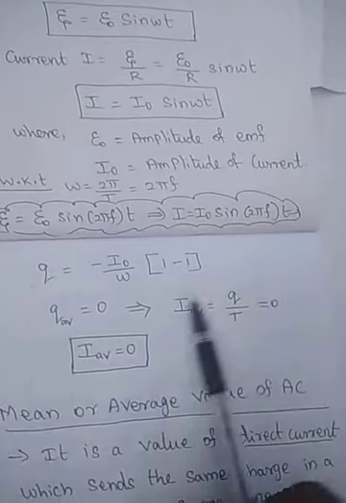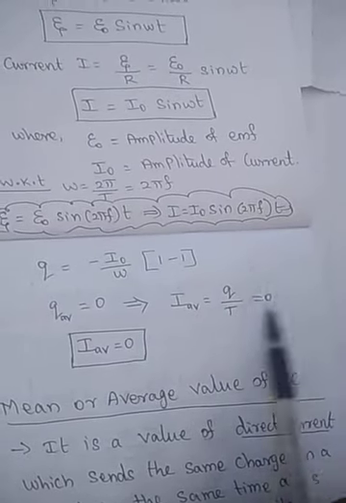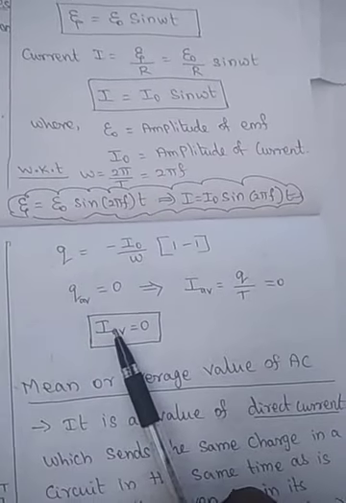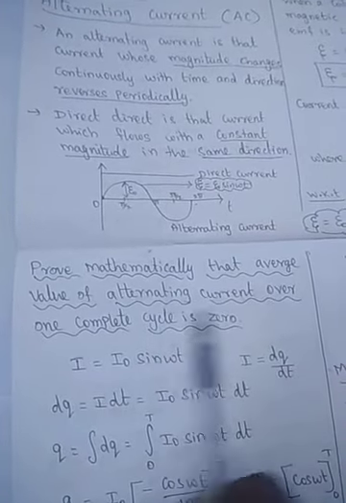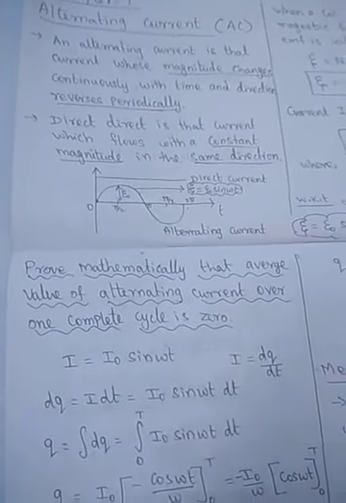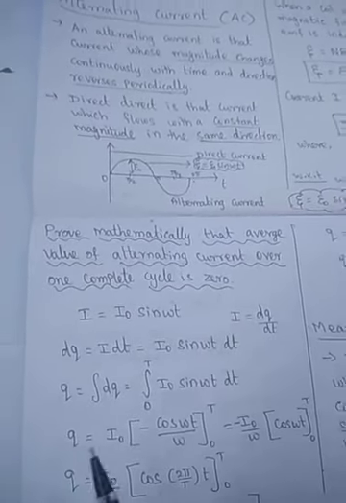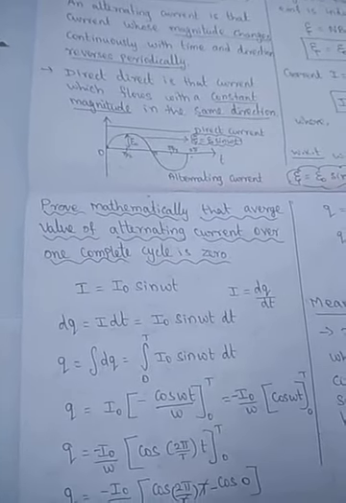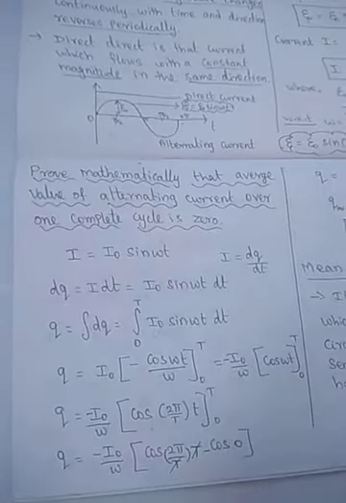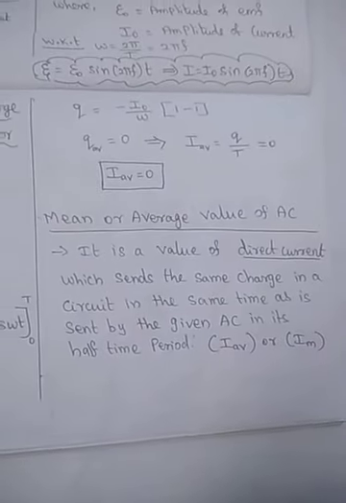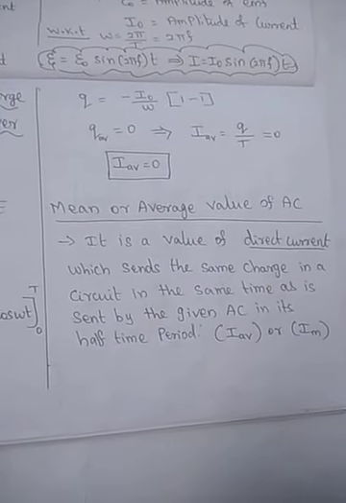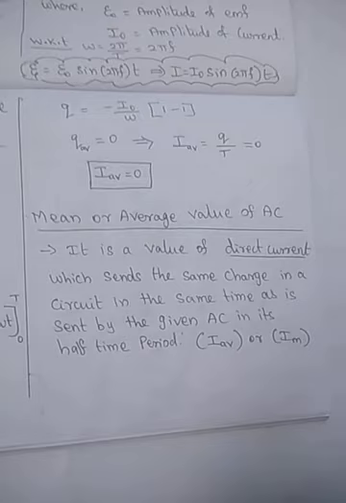So the I average value, which is q by T, is also 0. So I average is 0. That is, we have mathematically proved that the average current value for one complete cycle is 0. So it is not possible to mathematically calculate the average value of alternating current this way. For that reason we move to the mean or average value of alternating current.